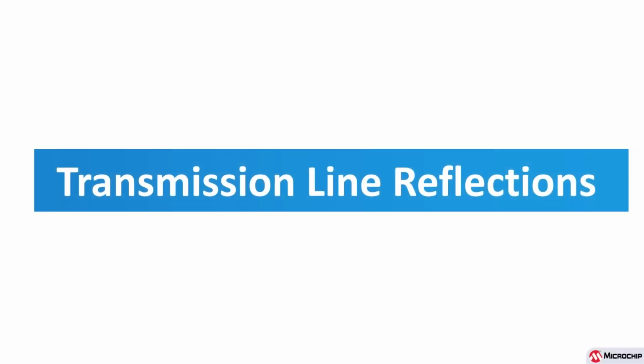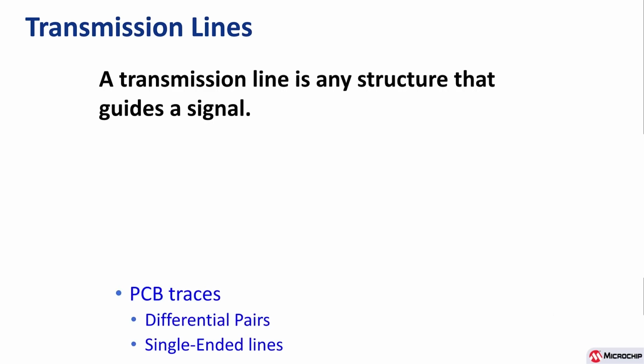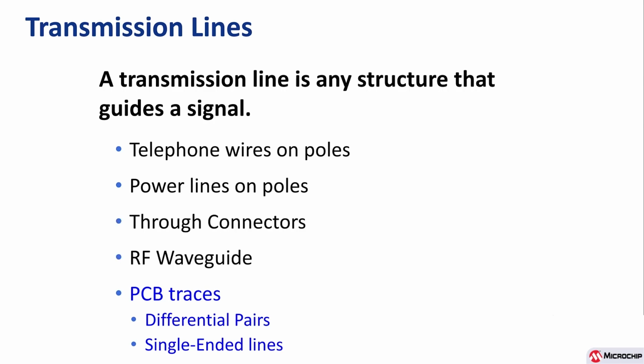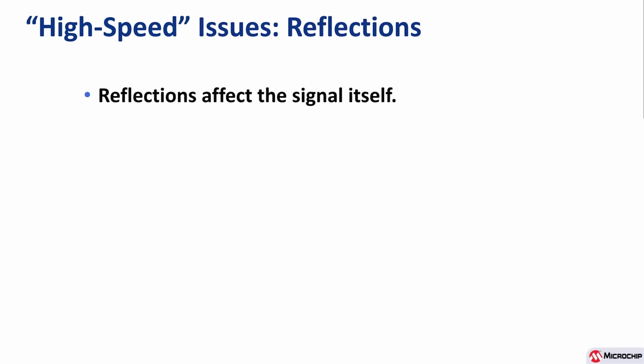Let's take a quick look at transmission line reflections. Again, a transmission line is any structure that carries a signal. It could be PCB traces, power lines, telephone wires, an RF waveguide, etc. We talked about this last time. Reflections affect the signal itself.